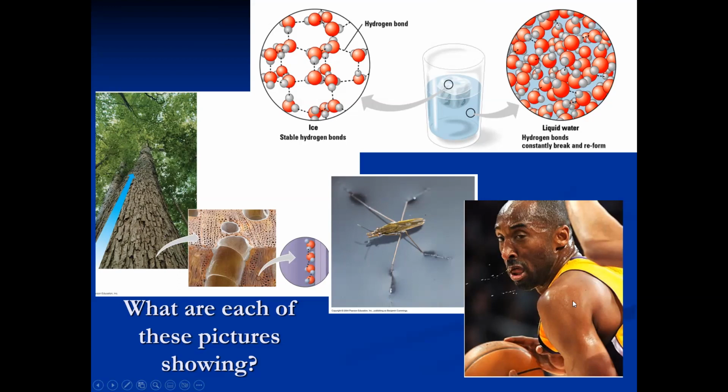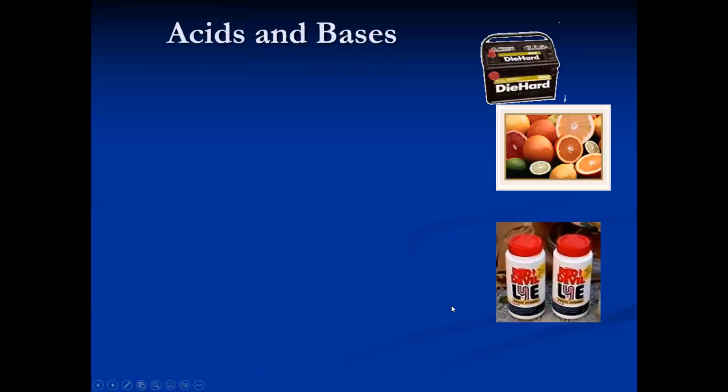And Kobe shows the evaporative properties of water. As he sweats, or as he used to sweat, air would move across his skin, evaporating the water, cooling off the water, cooling the blood, and sending it back into his body.